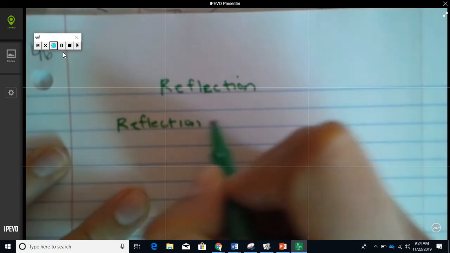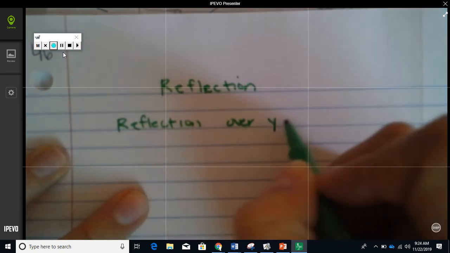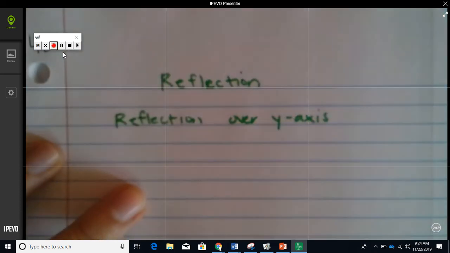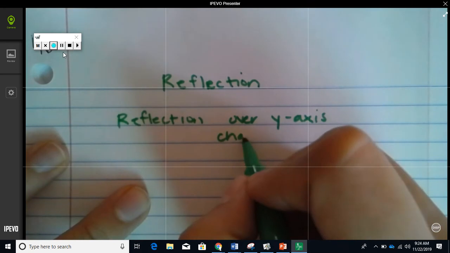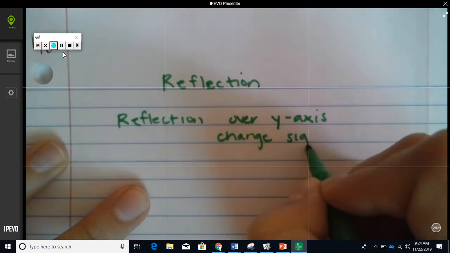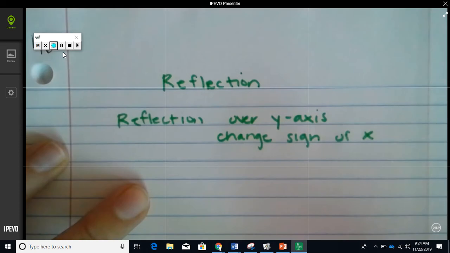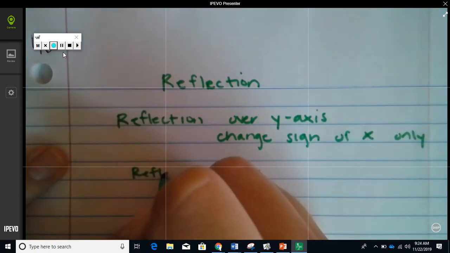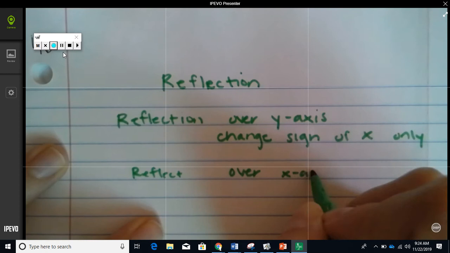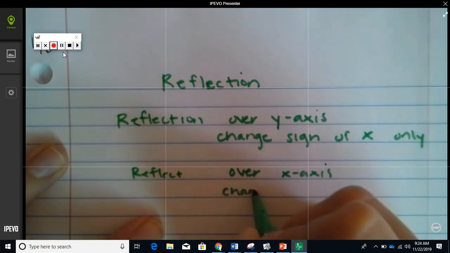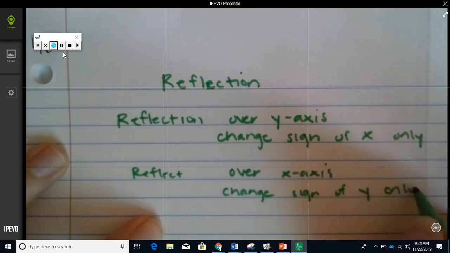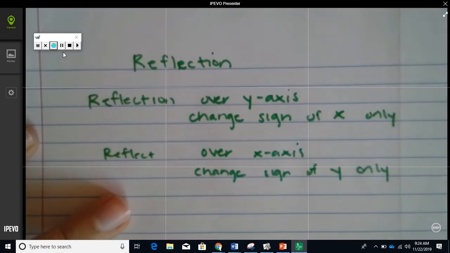When you reflect over the y-axis, you change the sign of the x only. When you reflect over the x-axis, you change the sign of y only. Okay? So it's the opposite.